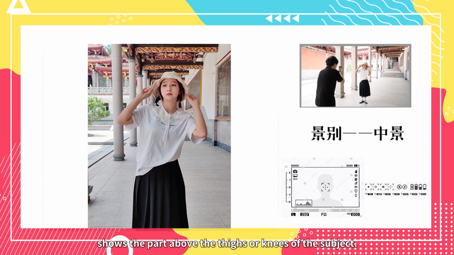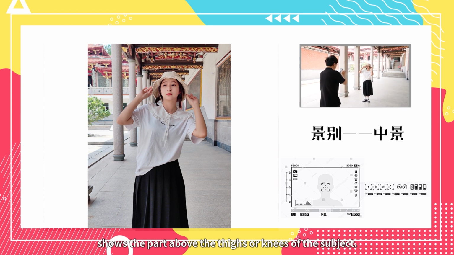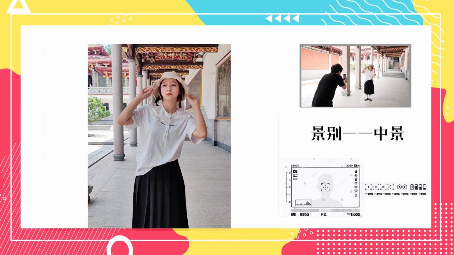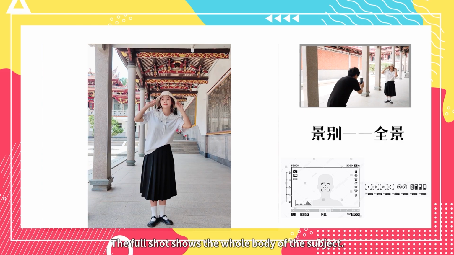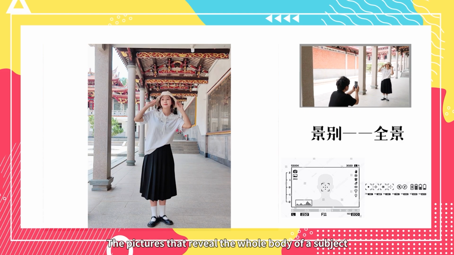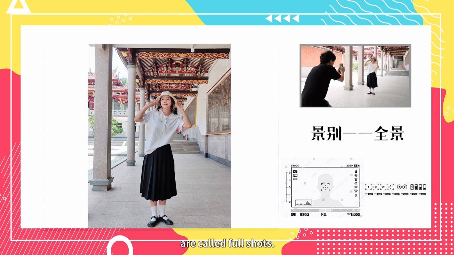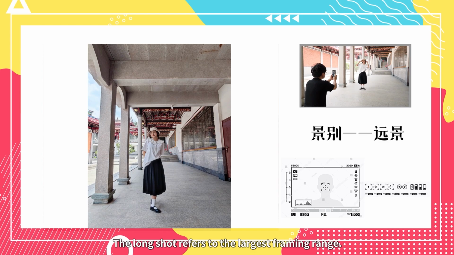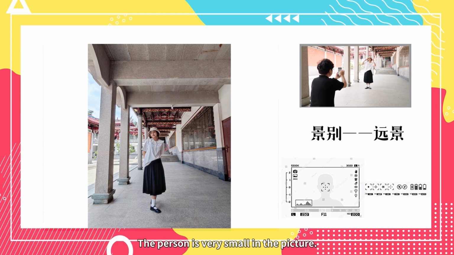The medium shot shows the part above the thighs or knees of the subject. The physical movement and emotions of the subject are clearly revealed. The full shot shows the whole body of the subject. The pictures that reveal the whole body of a subject are called full shots. The long shot refers to the largest framing range. The person is very small in the picture.